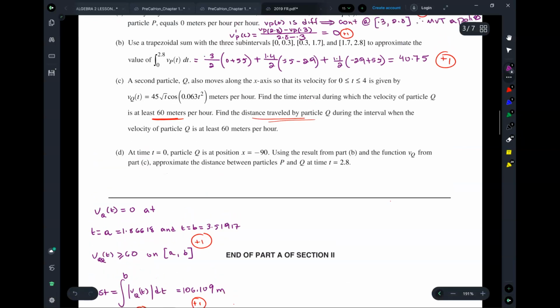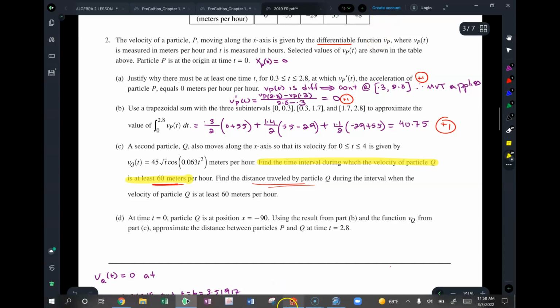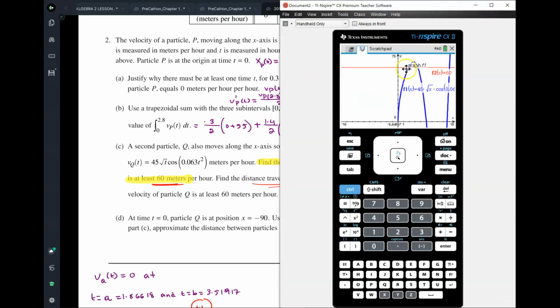To find the time interval during which the velocity of the particle is at least 60 miles an hour, take a look here for a minute. The velocity of the particle is 60 here and here, at those 2 points. But the question isn't asking for when it is equal to 60. It's asking for when it's at least 60, so greater than or equal to 60.